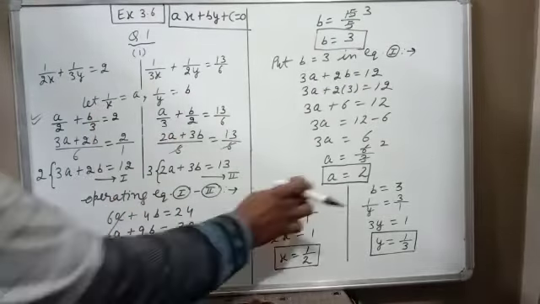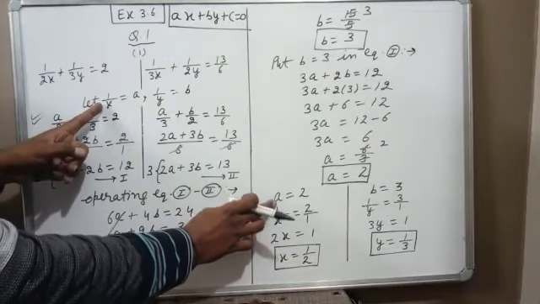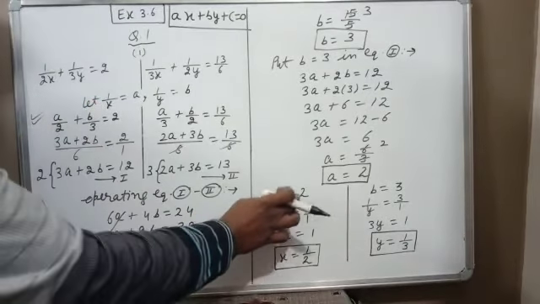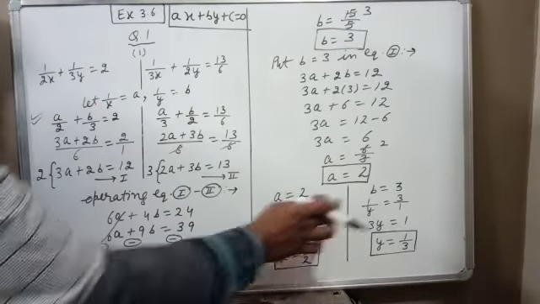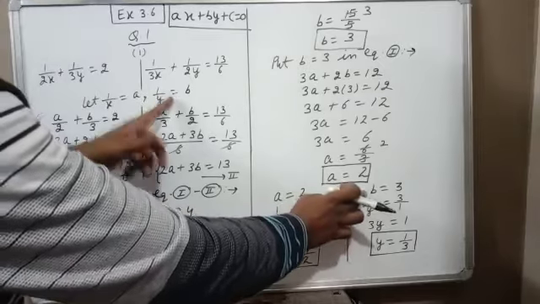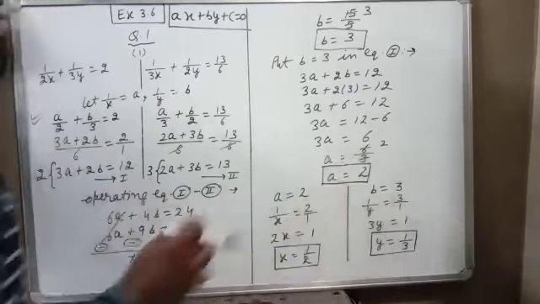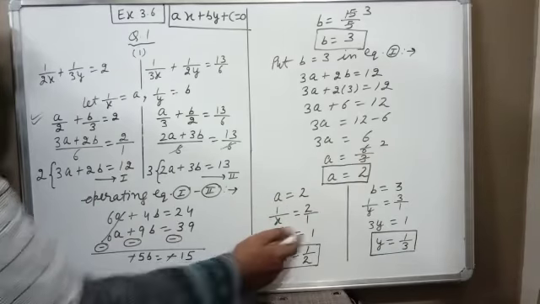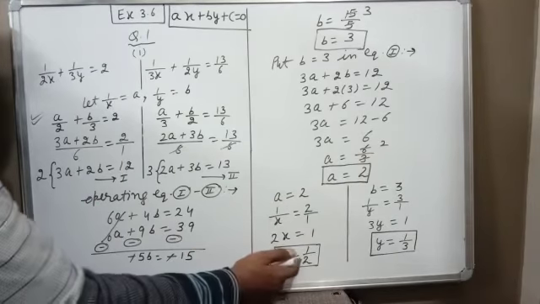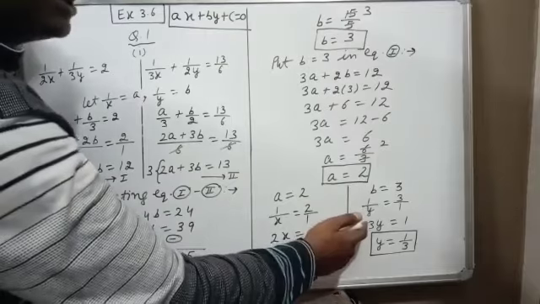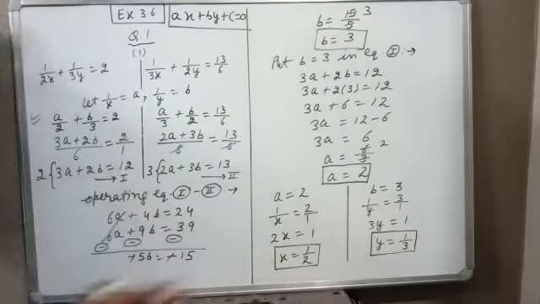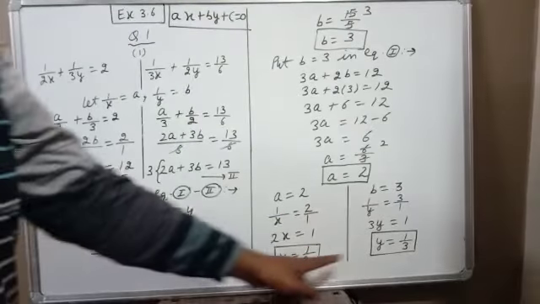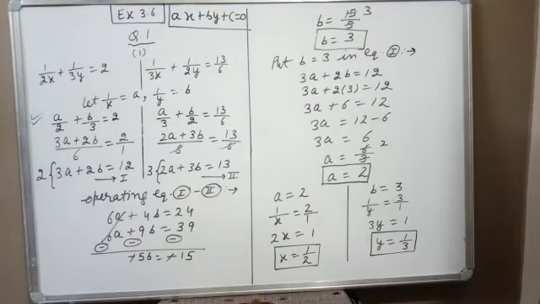So first we will write here a equal to 2. Here we will write b equal to 3. Now we will replace a by 1 upon x. So here we will write 1 upon x equal to 2, and 2 we can write as 2 upon 1. In the same way, b we can write as 1 upon y, and 3 we can write as 3 upon 1. Now cross multiply. 2 into x, 2x, 1 into 1, 1. This 2 is multiplied here, on this side it will divide. This 3 is multiplied here, on this side it will divide. So this is the answer: x equal to 1 upon 2, y equal to 1 upon 3.